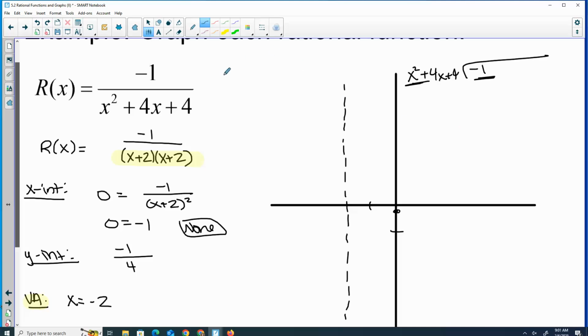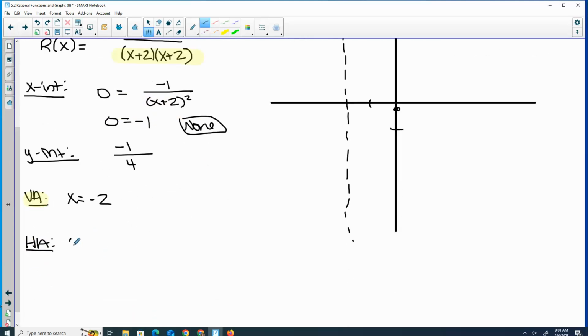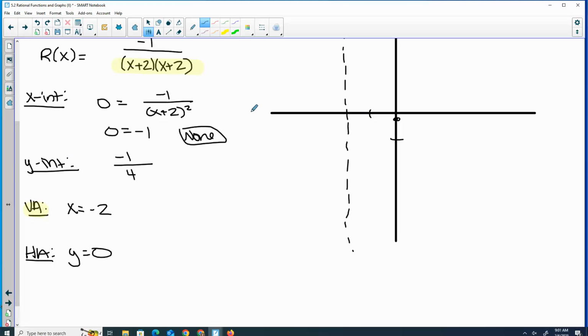No. It's because the power of the top is smaller than the bottom. If you have fewer x's on top, we can't divide them. So my horizontal is y equals 0. And that's why we didn't have an x-intercept, because the x-axis is a horizontal asymptote.